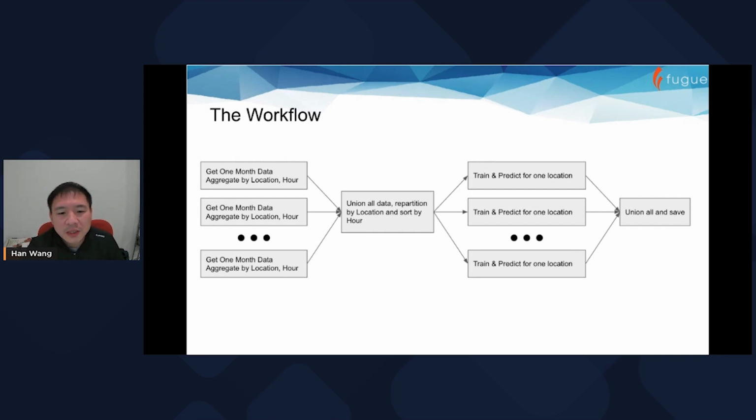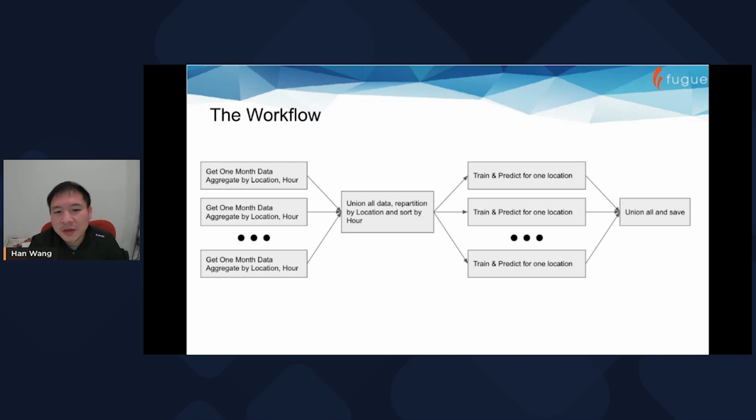On the first step, it is very easy for you to come up with a solution: download 1 month of data, aggregate by location and hour. Also, no matter Spark, Dask, or Ray, it will be very easy to distribute this type of task to run on the full data range, right? On the second step, you will just union all data, repartition by location, and sort by hour. Now for each location, you get a time series. You can train and predict to get the predicted value on the given horizon. And in the end, you just save the predicted value to a file.